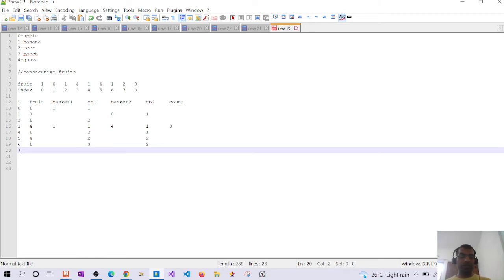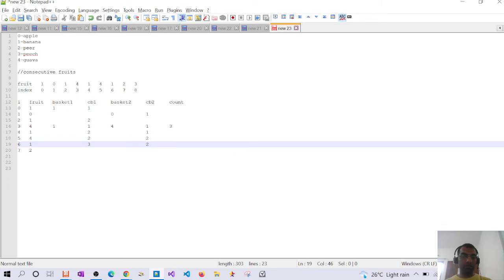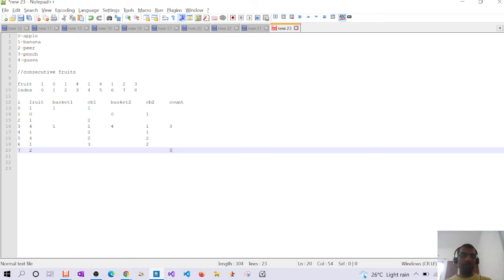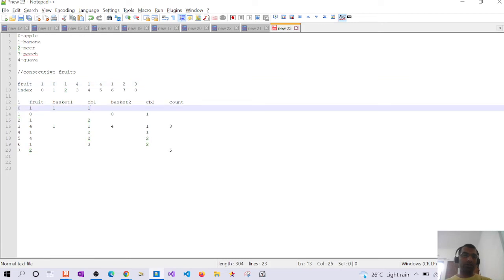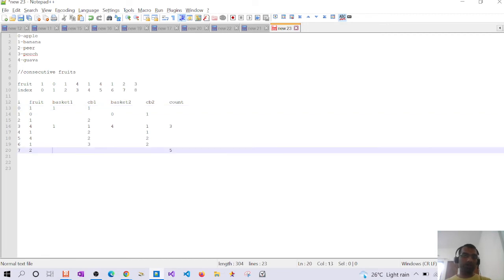Now we are at 7, so we'll see we have a fruit of type 2, so we'll see whether it exists in basket 2 or basket 1. So now in this case it doesn't exist in any. So before changing, let's take up the count. So count is 3 plus 2, so we have 5. Now if the new fruit doesn't belong to any of the baskets, what we can do is drop any of the baskets. So we'll drop this one, let's say basket 1 we dropped, and we'll make the count as 1 again.